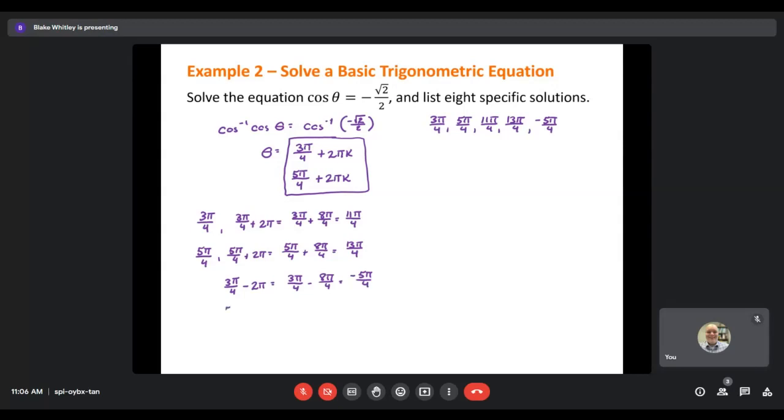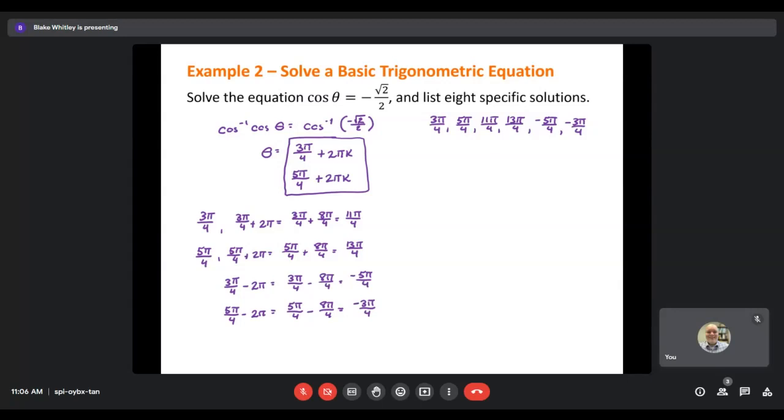And then we can do the same thing with 5 pi over 4. We subtract 2 pi. Common denominator gives us negative 3 pi over 4 as our answer here. Okay, so there's 6 specific values that would work.